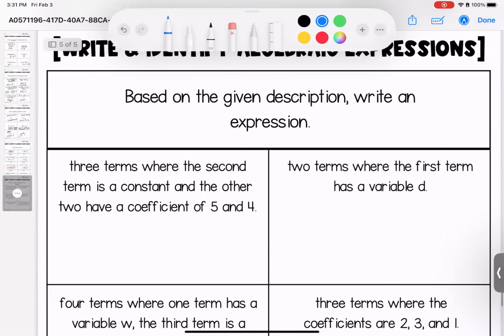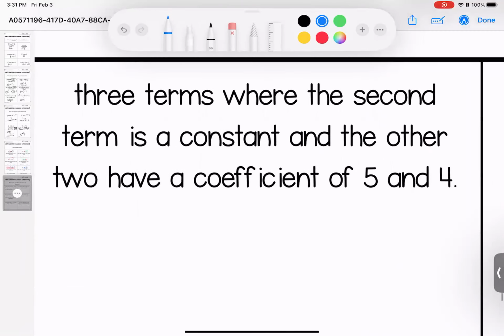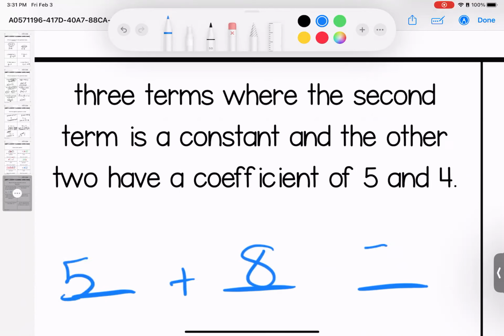All right, based on the given description, write an expression. So these had a lot of options, but I will give you an example. If you have specific answers that you'd like checked, as always, please go ahead and send them to me, bring them to class. 3 terms, where the second term is a constant, meaning there's no letter with it, and the other 2 have a coefficient of 5 and 4.